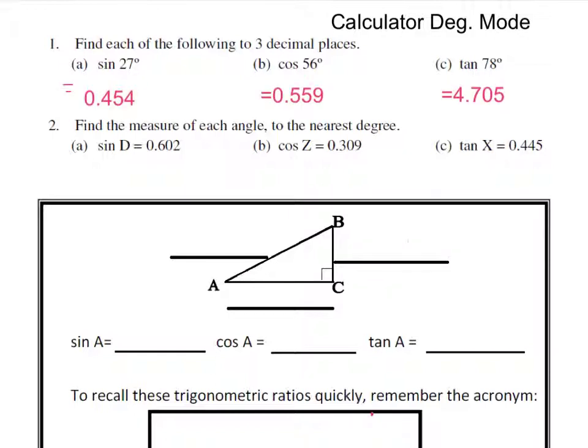Alright, so sine 27 should give us 0.454, I just rounded to the nearest thousandth. Cos 56 is 0.559, and tan 78 is 4.705.